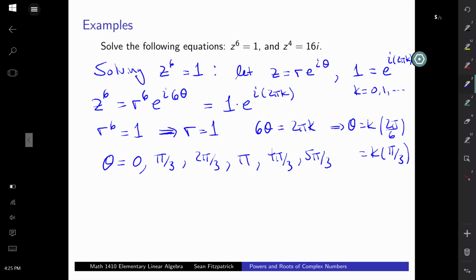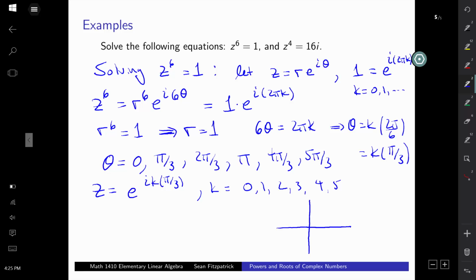And so if you wanted to, you could write out all of these answers, right? So the general answer here is that z is going to be equal to e to the i times k times pi over 3, where k is equal to 0, 1, 2, 3, 4, 5. And for each value of k, if you want, you can convert these back into rectangular form. It's a fair amount of work with 6 different solutions, so I think I'm not going to do it. But let me point one thing out here.